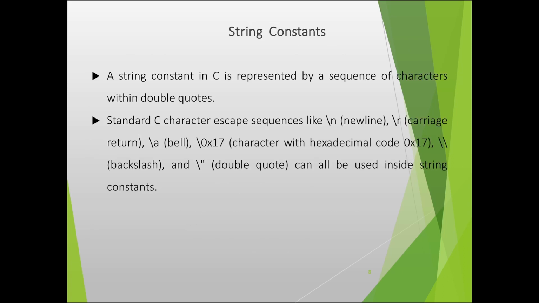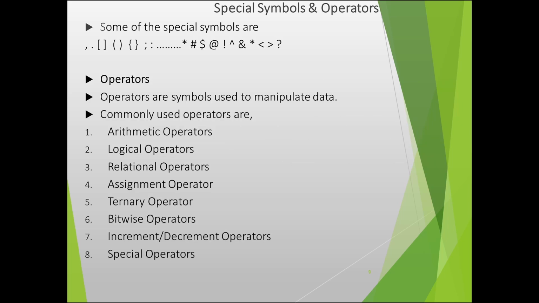So coming to string constant. As the name suggests, a string is nothing but a collection of characters enclosed within double quotation marks. So what are the escape sequences of C? Slash n is new line, carriage return is denoted by slash r, and slash a is a bell or alarm, and slash double quote is a double quotation mark. So that can be used inside string constants.